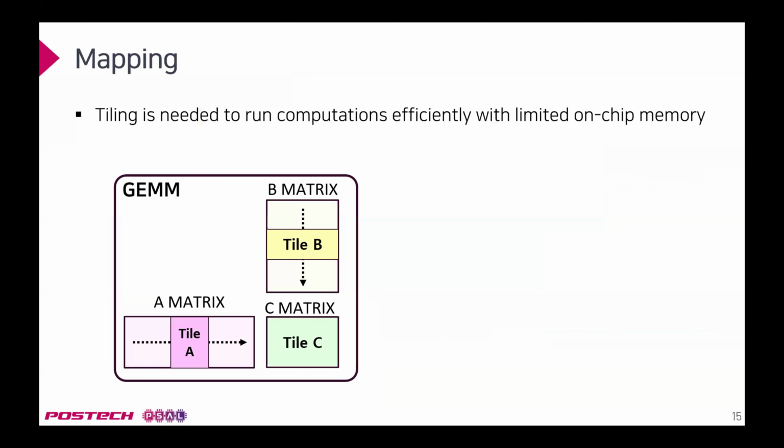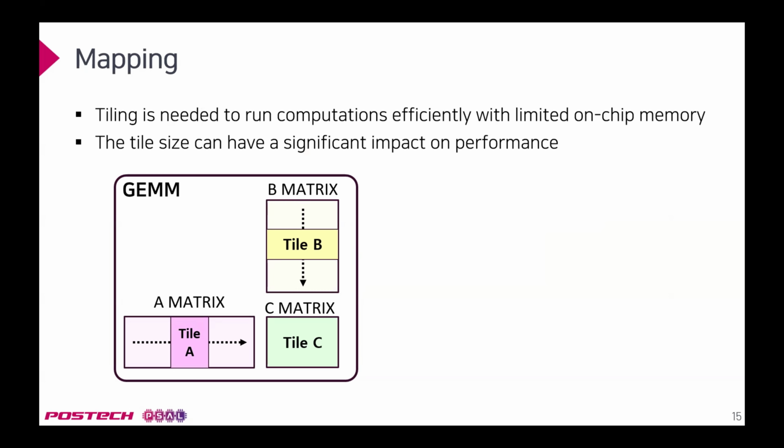Now, let's talk about mapping. When running computation on hardware with limited on-chip memory, we can't load the entire matrix at once. Instead, we use a technique called tiling, breaking large matrices into smaller tiles that fit in the scratchpad memory. The choice of tile size can have a significant impact on performance, which is why PyTorchSim offers multiple mapping strategies.